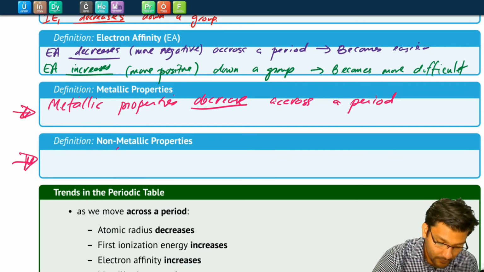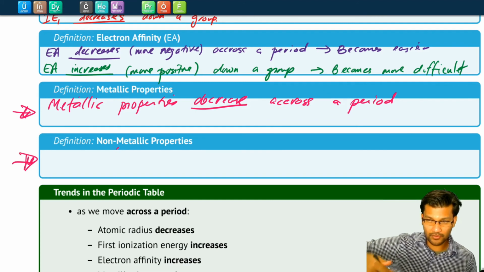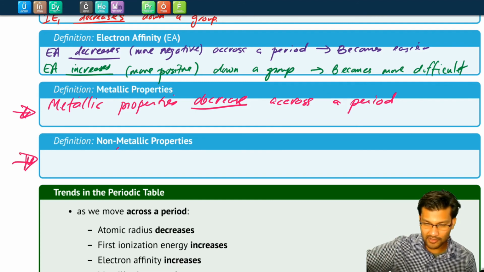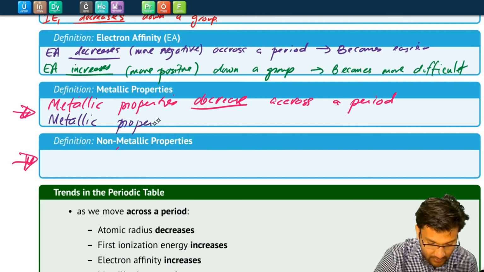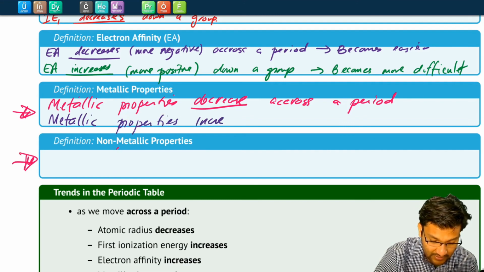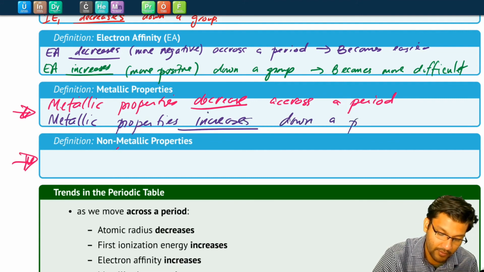Okay. And as we go down a group, right, the atom gets larger, the radius gets larger for the pull from the nucleus to the outer electrons, which means the force gets weaker. So metallic properties increase down a group. There we go.